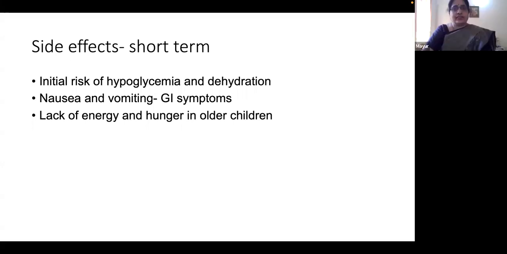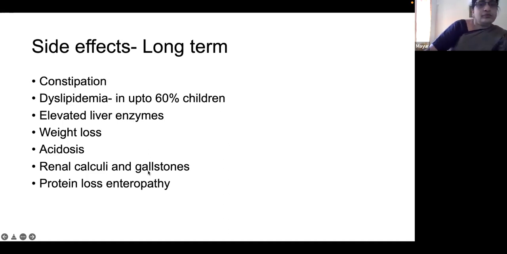So side effects, again, we have discussed how to address it also in another slide, but usually the side effects we are commonly seeing with our patients are hypoglycemia, which is very rare. Nausea and vomiting is very common. And the lack of energy and hunger in older children, wherein sometimes we are switching over to modified Atkins after a long time usage of classic ketogenic diet. Next slide, please.